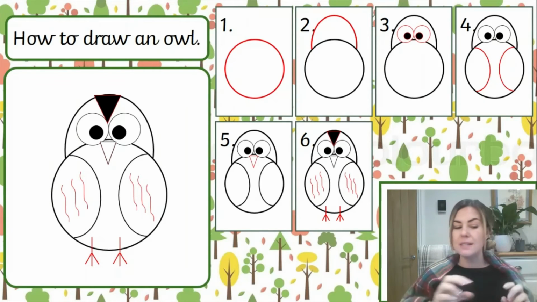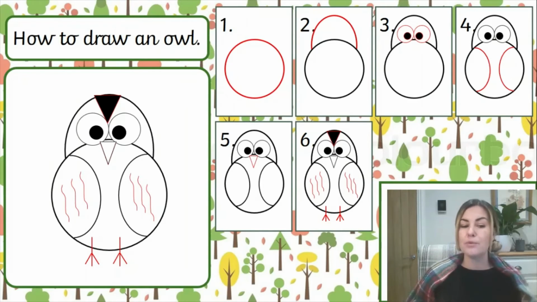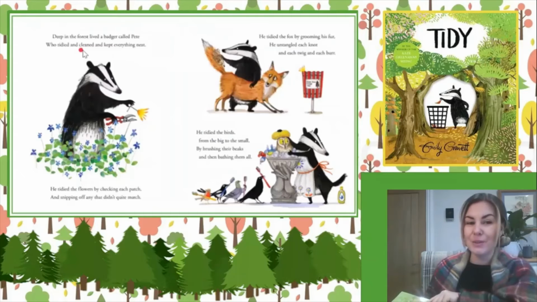Now your owl has lots of, especially if you've drawn some feet on, lots of little bits which might be quite tricky to cut out. So if you draw a shape around your owl and then cut around that shape, you can stick your owl onto a pencil and we can read our story. Let's read our story together.